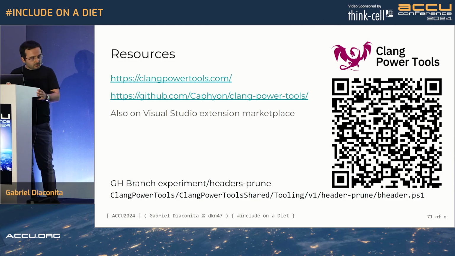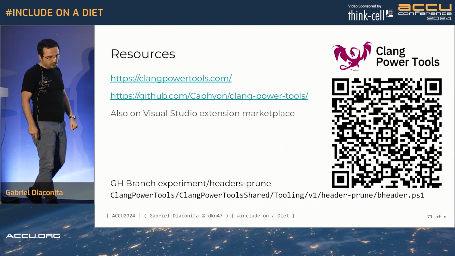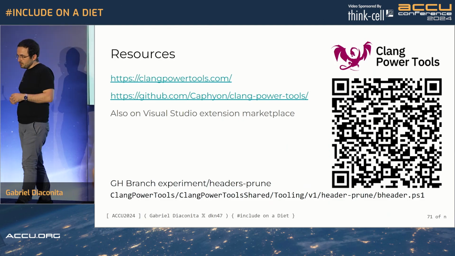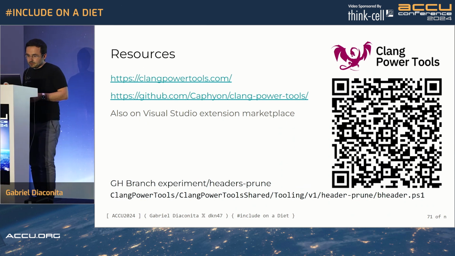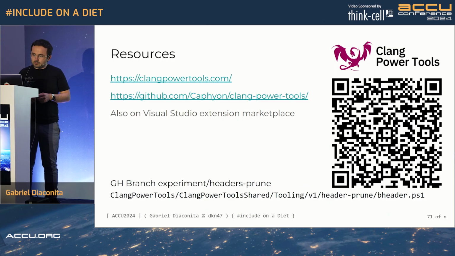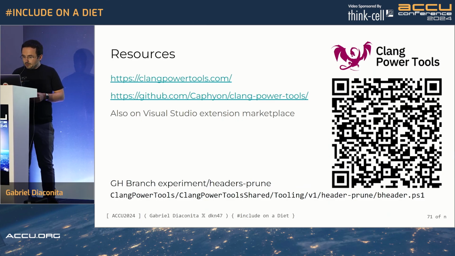The resources, like I mentioned, Clang Power Tools, our open source project. This QR code leads directly to our experimental branch. You can also find us on the Visual Studio Extension Marketplace. And why not give it a try?